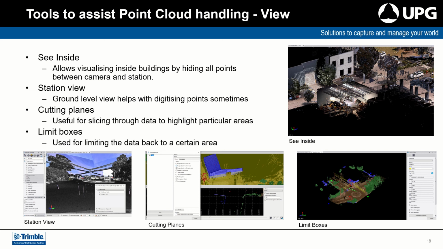Finally, for view handling, there is limit boxes, which essentially puts a box around the data at a certain point with some grabbers that you can use to expand or contract or shift around to allow you to just view the data in a certain area. Limit boxes can also be saved. So if you're using a large project, you can have multiple limit boxes that you can save and recall as you go through, and that can help with viewing and isolating particular parts of your data set as well.